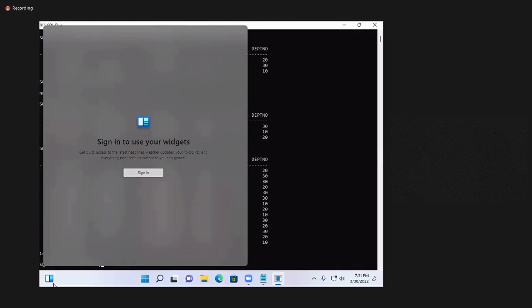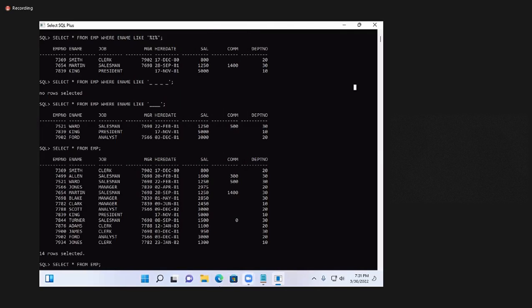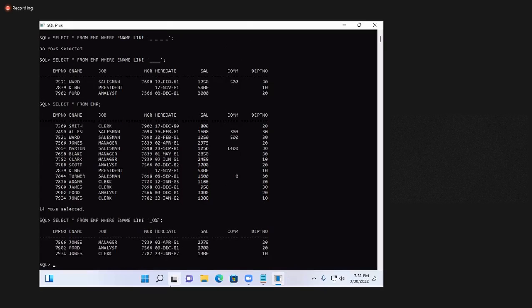So now I'm just writing here. Now the second character, I said. So it means my first character, I don't know what it is, but I need to consider it. Then how can we consider it? By using underscore. And the second character is O. Then what do I need to give? Percentile, which means the remaining group of characters. Now I execute it. The people Jones came 2 times because the 2 employee names are Jones. And Ford.